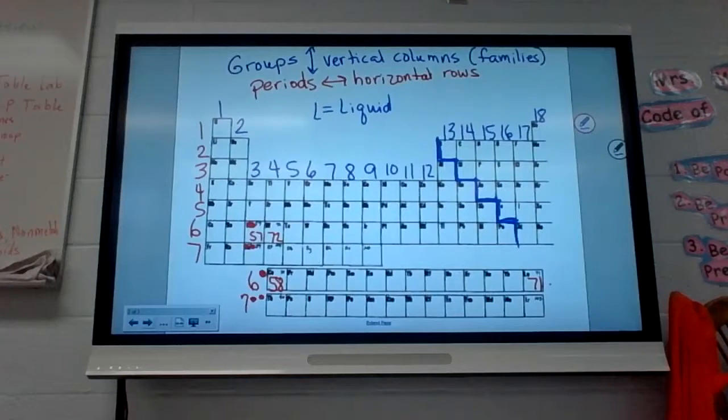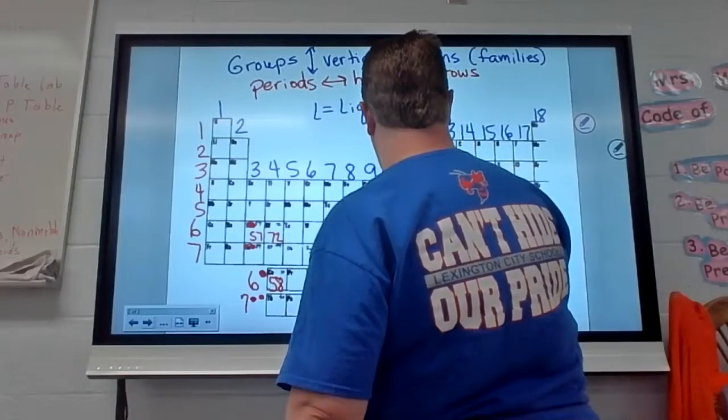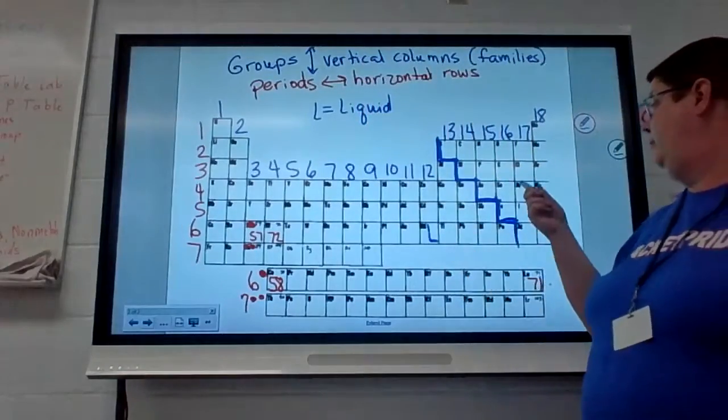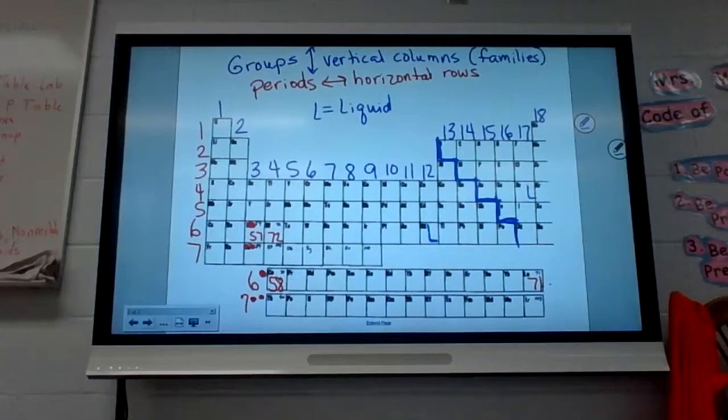Hg, and that's why we colored them. Hg and Br. Where's Hg? Right there. 80 and 35. Those are our liquids. Now, from there, we need our gases.